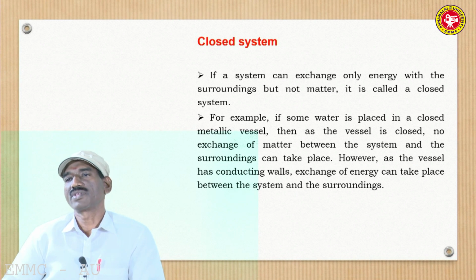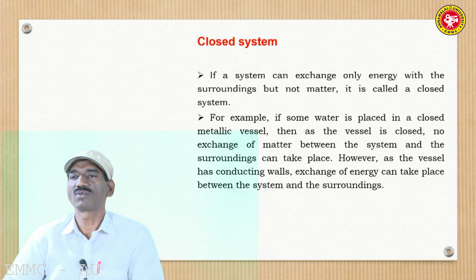Closed system. If a system can exchange only energy with the surrounding but not matter, it is called a closed system. For example, if some water is placed in a closed metallic vessel, then as the vessel is closed, no exchange of matter between the system and the surrounding can take place. However, as the vessel has conducting walls, exchange of energy can take place between the system and the surrounding.